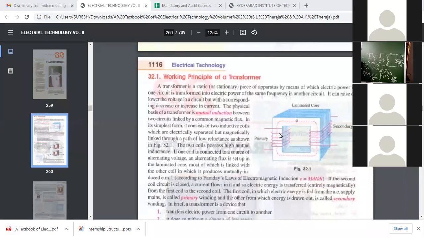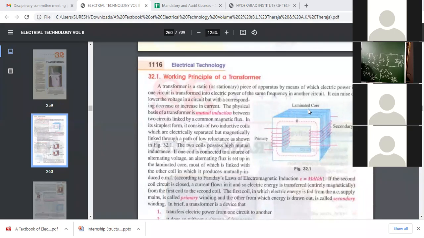Now see the diagram. In the diagram, the red color is the winding, primary winding and secondary winding. They have given one iron piece here, a rectangular iron piece. This iron piece is called core. Core means iron piece, laminated core.